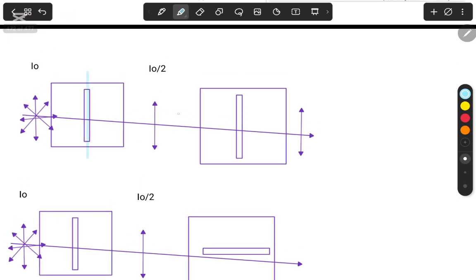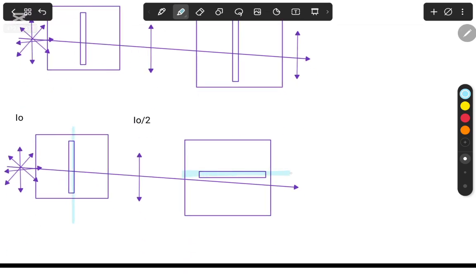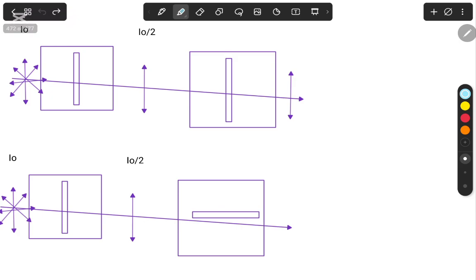And notice at first they both are parallel to each other. And then their transmission axes become perpendicular. So this is going to be a vertical transmission axis and this is going to be a horizontal transmission axis. And both of them are going to be perpendicular. But initially they were parallel because you rotate this from 0 degrees here to 90 degrees over here.